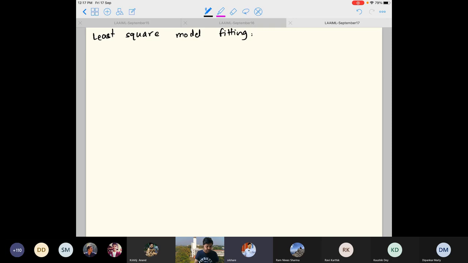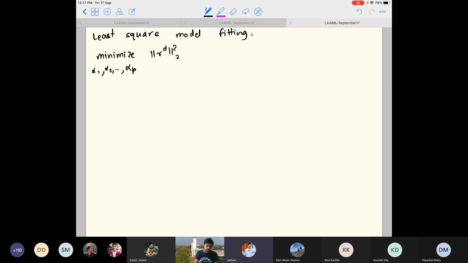Now, minimize this, and this minimization will obviously occur over these parameters. So minimization will occur over these parameters alpha 1, alpha 2 up to alpha p.